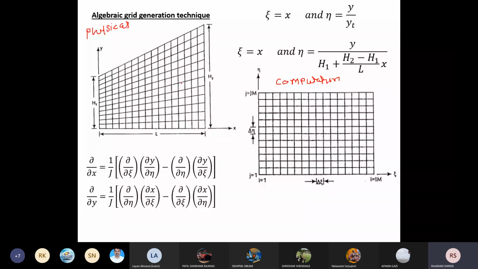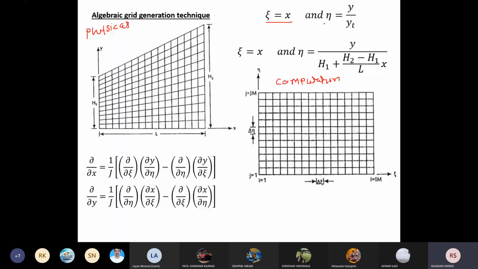So we are using first equation, that is first transformation equation, that is xi is equal to x. Okay. Now this will keep the constant spacing between two grid lines. Okay, two grid lines. Now next one. But in case of vertical direction, we need to write the transformation equation. What is this transformation equation? I will write this one equation, that is eta is equal to y by yt.